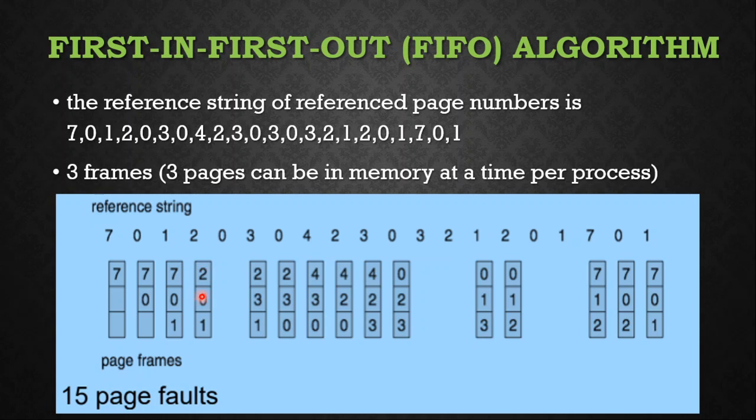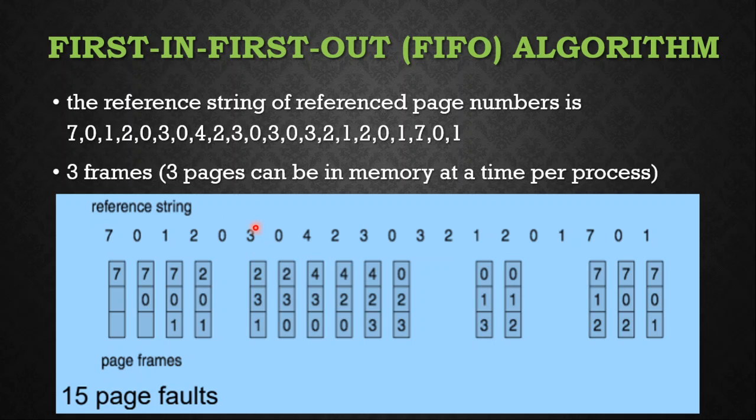So we have 2 0 1. This is one page fault. Now 0 is the next string, but 0 is already inside the frame, so no need to include it. So this is not a page fault. Only if you replace a page in the frame is it called a page fault, but here there is no replacement, so you just skip it. And then next you have to enter 3.